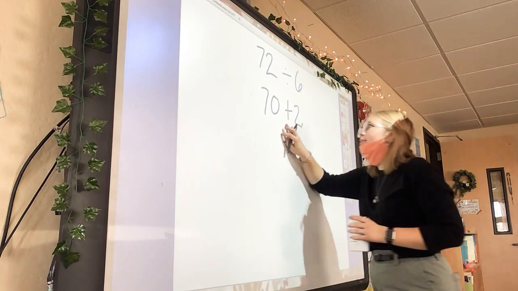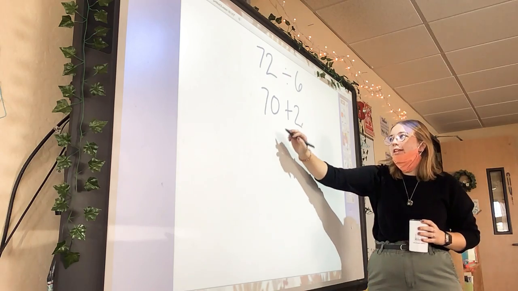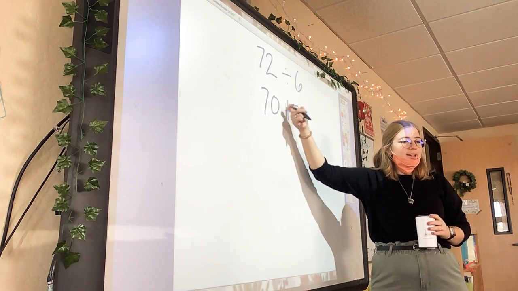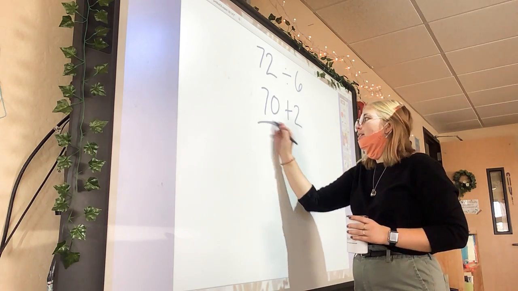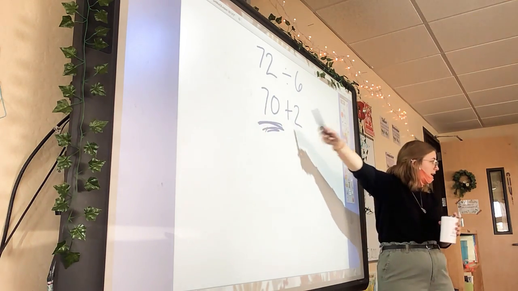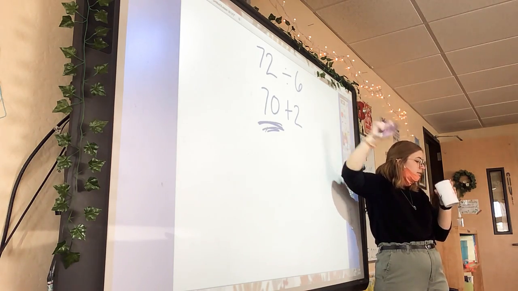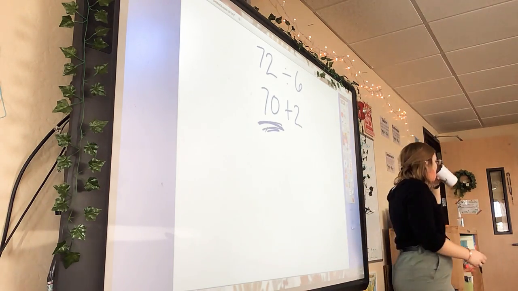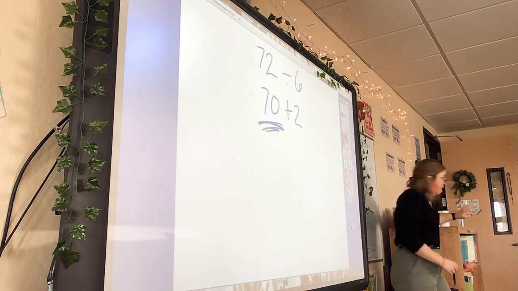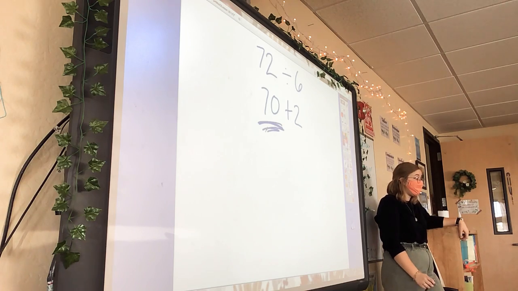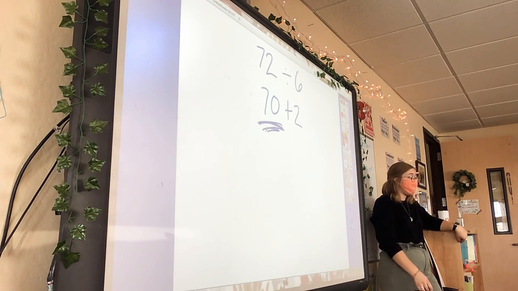So we can't do 70 plus 2, but think about what you can change this to be divisible by 6. Why can't we do 70? 70 cannot be divided by 6 evenly. But 72 can, so why can't we just keep it at that? Do you know 72 divided by 6 off the top of your head? 72 divided by 6 equals 6 times 7?